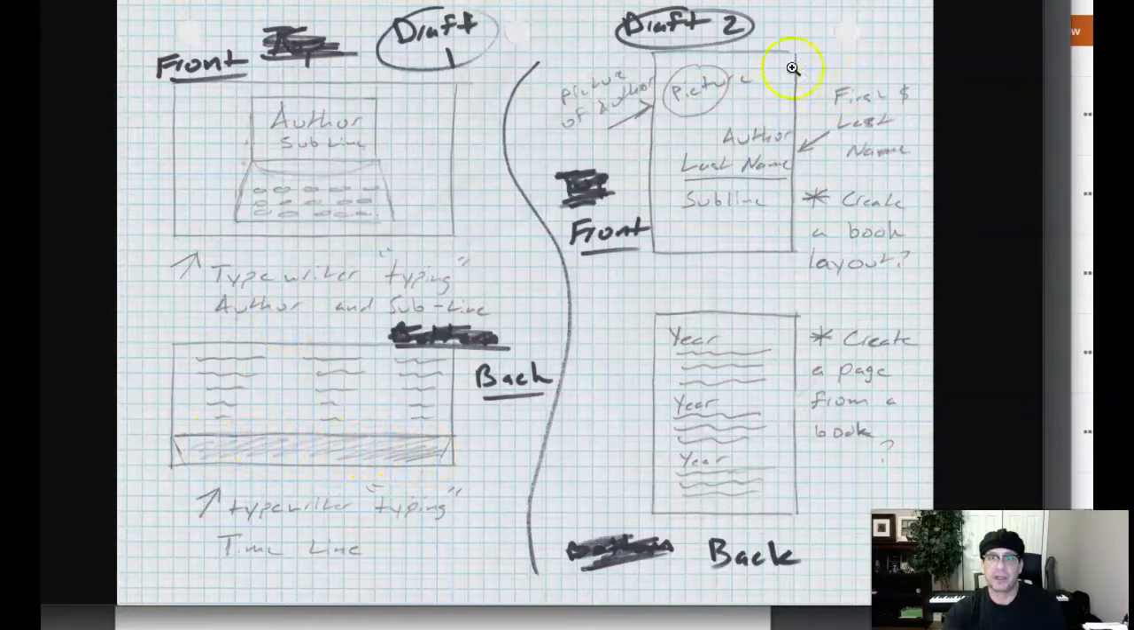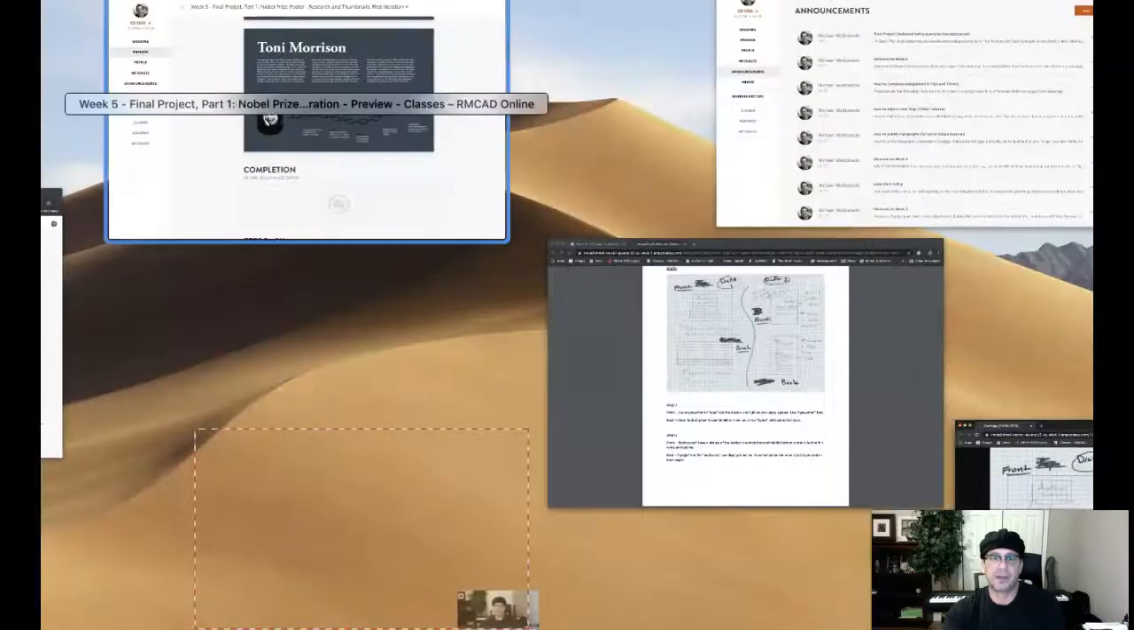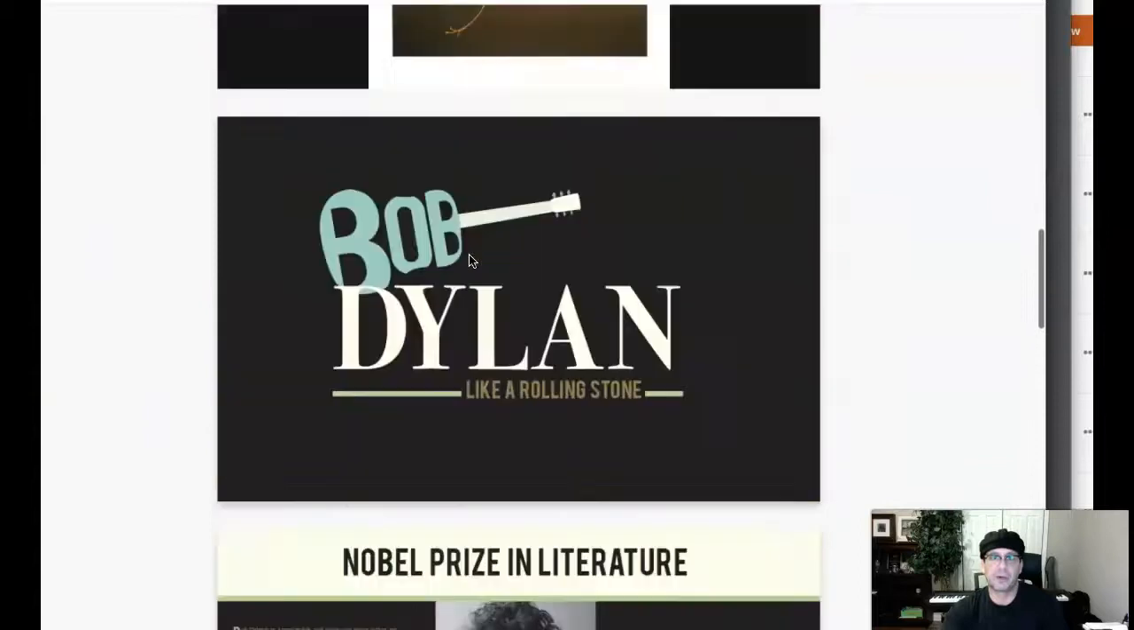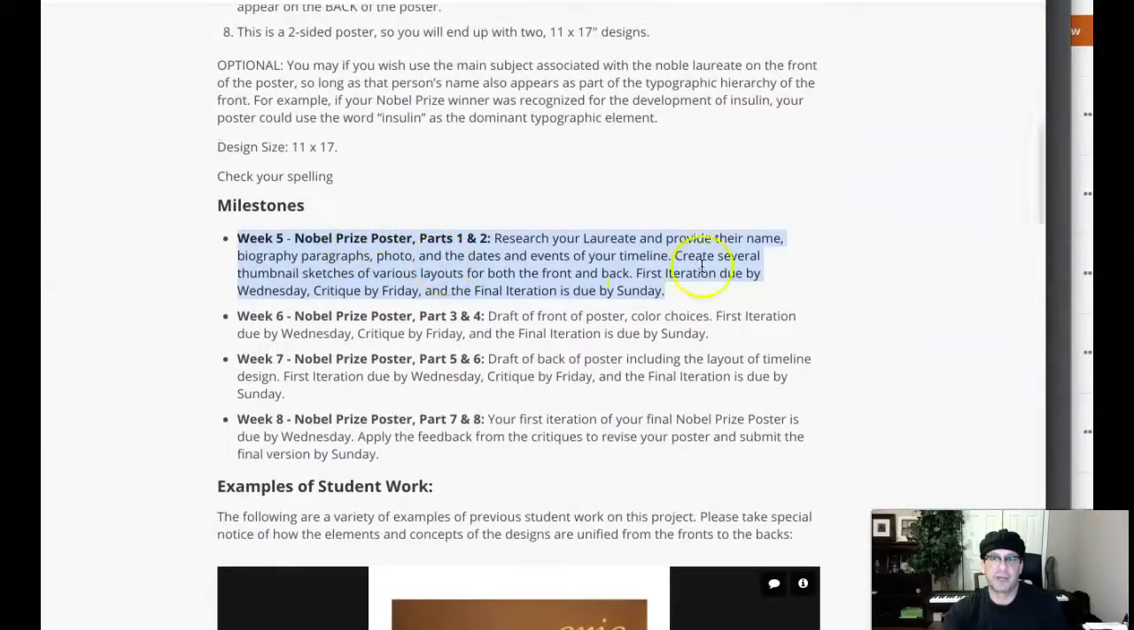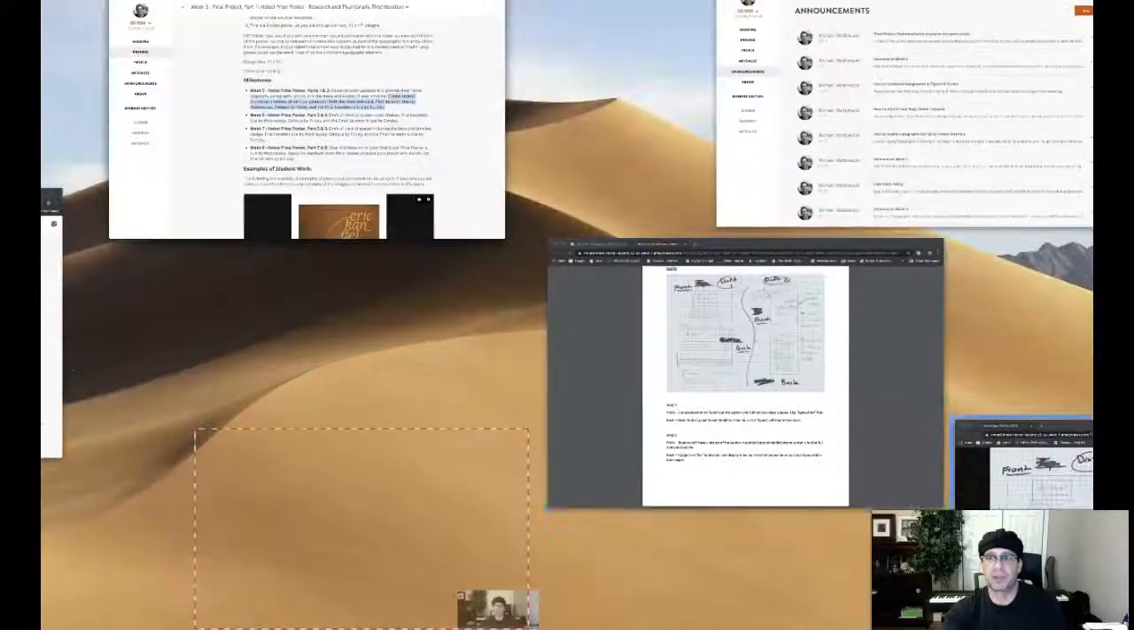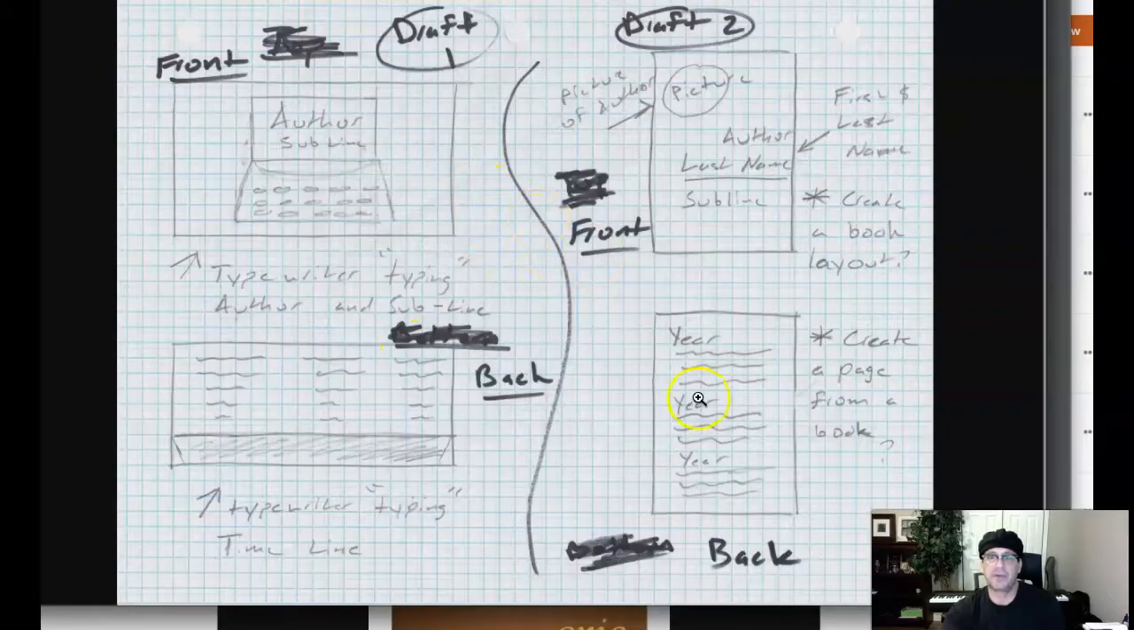That's interesting. We have draft two. Now, I want you to notice that in the project requirements we're looking for, and I'm going right over to week five milestones, I'm looking at several thumbnail sketches of various ideas for the front and the back. Right now, I only see two for the front, two for the back. I recommend adding at least two more for your final submission on Sunday.